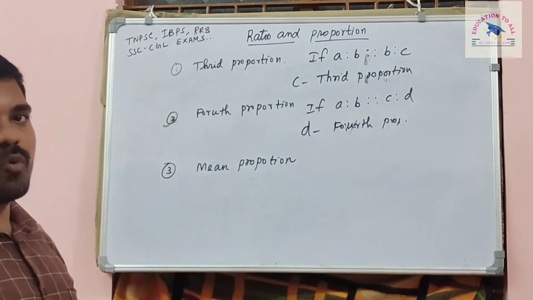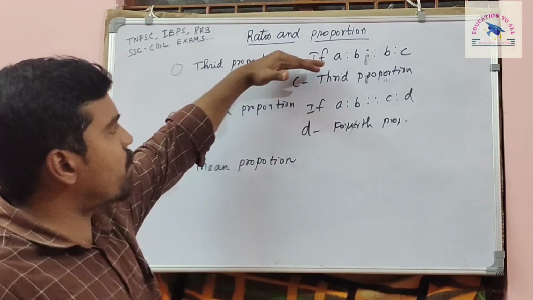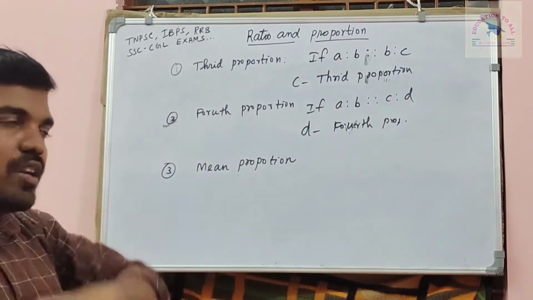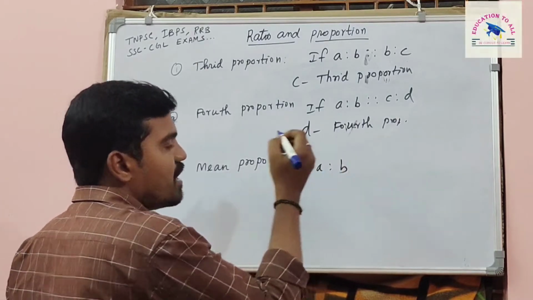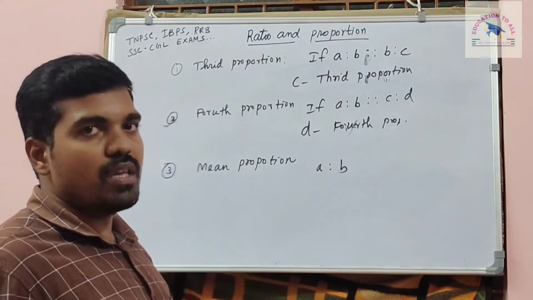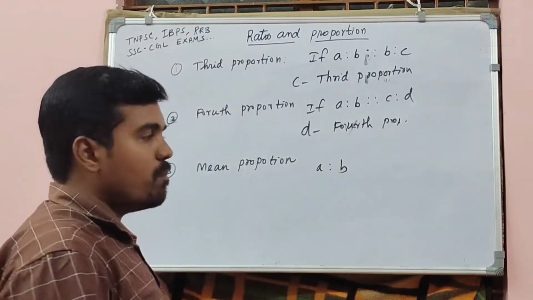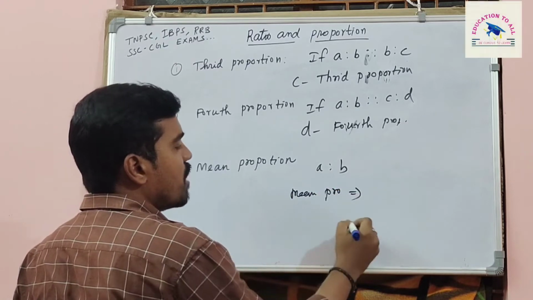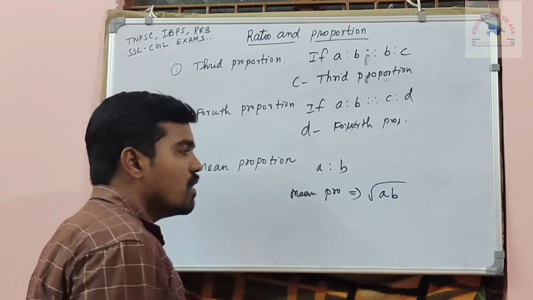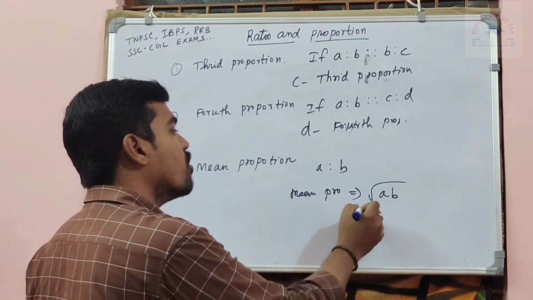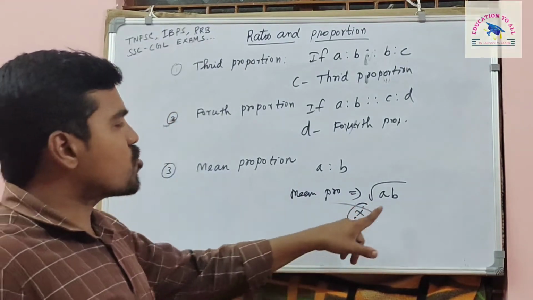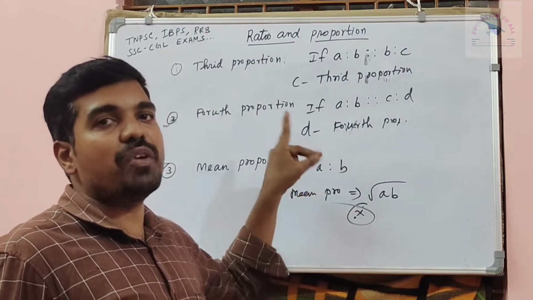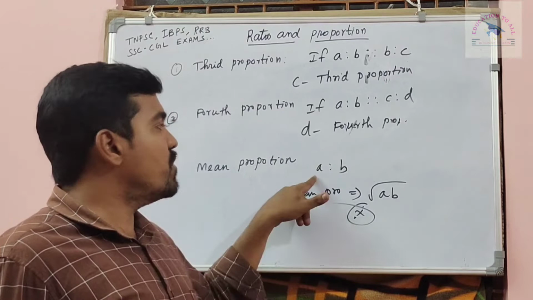Next, mean proportion. What is mean proportion? Third proportion means 3 terms, fourth proportion means 4 terms, mean proportion means only 2 terms exist. If we have A and B, then the mean proportion of A and B is nothing but the square root of AB. Please make a note of it. The square root of AB is the middle value between A and B, and it is called the mean proportion.